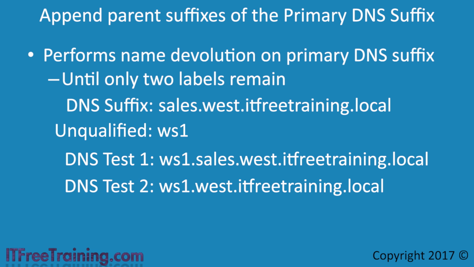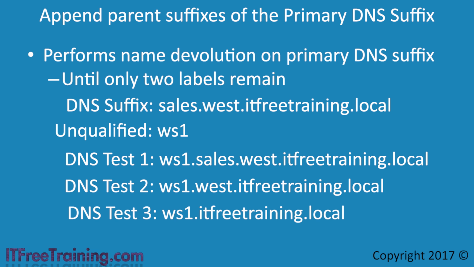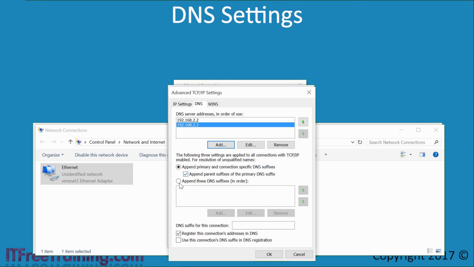If the name cannot be resolved, the next step is to remove another label and attempt to resolve the DNS name a third time. The tests stop here because the suffix has been reduced down to 2 labels, the label ITFreeTraining and the label Local. Since only 2 labels remain from the original DNS suffix, if the DNS name cannot be resolved, it will be reported back that the name is unresolvable. This option is very useful when you have a forest with subdomains. Having the option ticked will ensure a computer in the child domain will test the parent domain when attempting to resolve unqualified names.